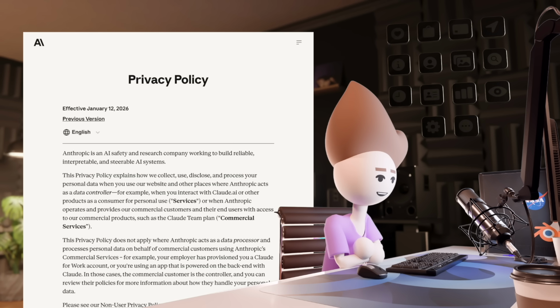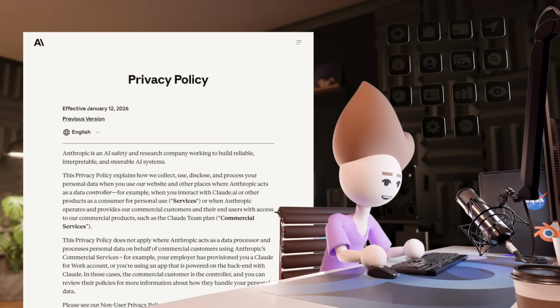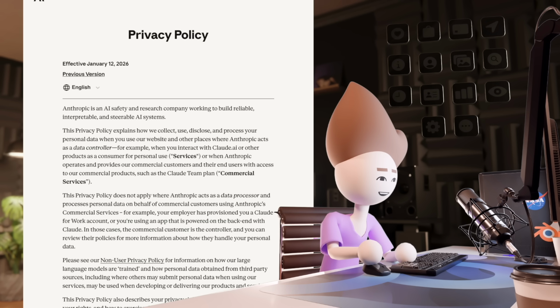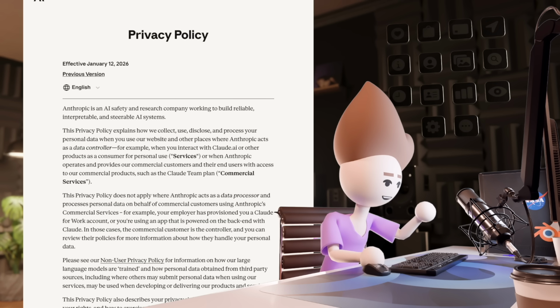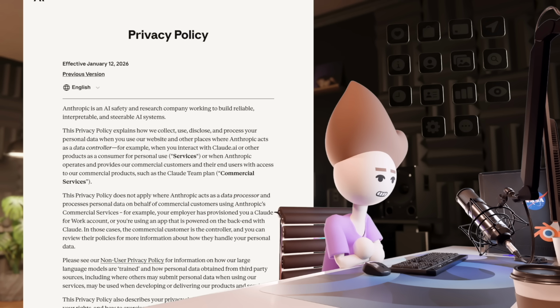Anthropic is an AI safety and research company working to build reliable, interpretable, and steerable AI systems. This privacy policy explains how we collect, use, disclose, and process your personal data when you use our website and other places where Anthropic acts as a data controller. For example, when you interact with Claude.ai or any products as a consumer for personal use, otherwise known as services, or when Anthropic operates and provides our commercial customers and their end users with access to our commercial products, such as the Claude Team Plan, otherwise known as commercial services.